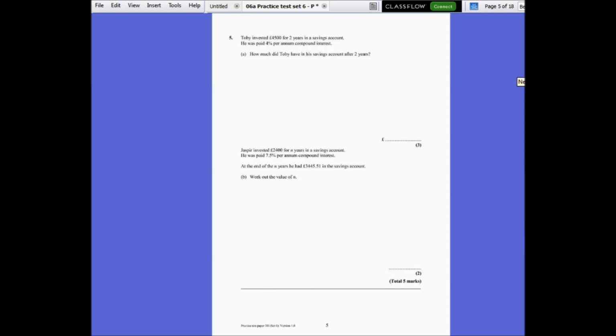Question 5. Torbay invested £4,500 for 2 years in a savings account, which paid 4% per annum compound interest. Per annum means per year, and compound interest means you're going to get interest on your interest. So we're going to do 4,500 multiplied by 1.04, since 4% is 0.04 as a decimal, to increase by 4%. And to do that for 2 years, we would square that, times by 1.04 again. That will give us £4,867.20.